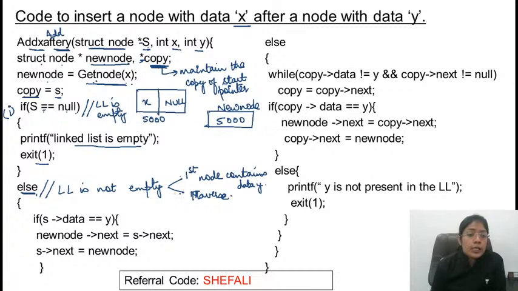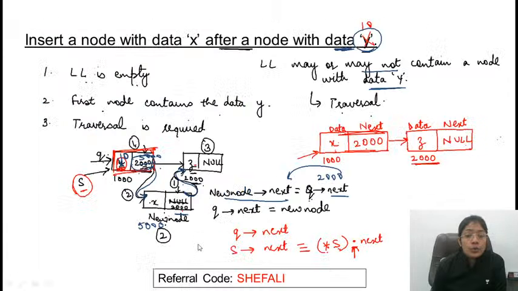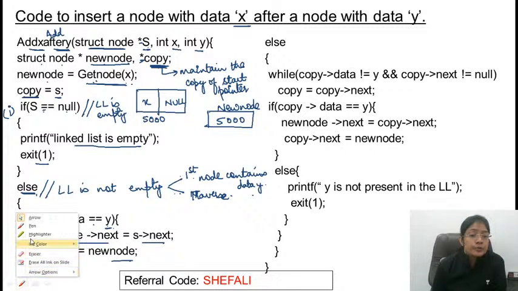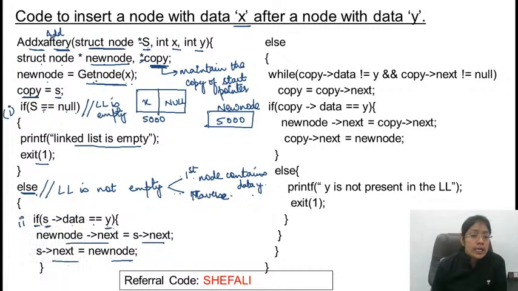Again there are 2 possibilities. फिर से if use किया, first node itself contains the data y. This means that start is pointing to the first node. Start node के data part में what data is available, that is equal to y. उस केस में क्या होगा? New node of next will be pointing to s of next and s of next will be pointing to new node. Same steps here, right? यहां तक क्लियर हुआ? So this is for case 2.